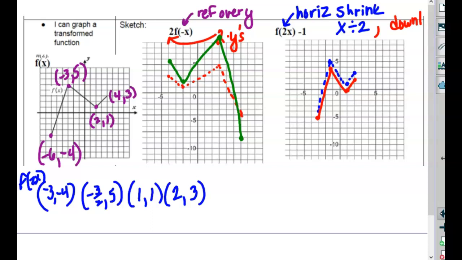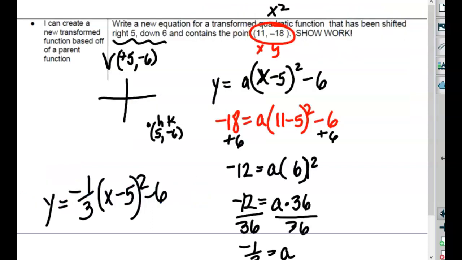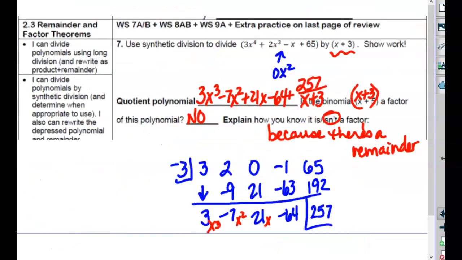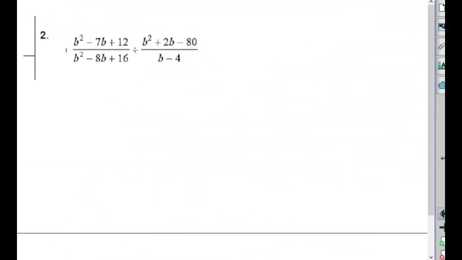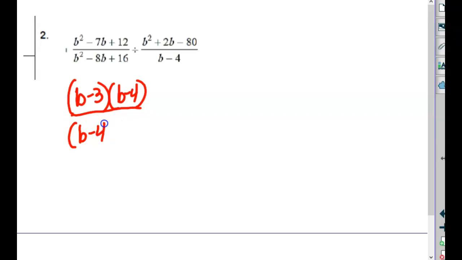All right, since I have time, if I go back and do, can you help me factor this? B minus 3 and B minus 4 for the top. The bottom would factor B minus 4 and B minus 4.